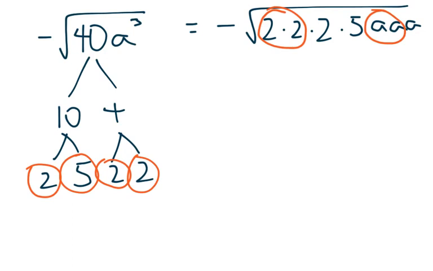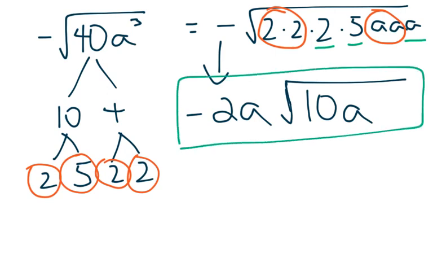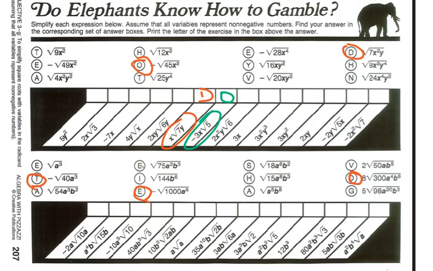So a 2 is going to come out. Don't forget to bring down your negative. I had a 2 coming out, and I got an A coming out. And look what stays behind. 2 times 5 times A. Well, 2 times 5 is 10, and then 10 times A is 10A. So final answer, negative 2A square roots of 10A. And that's fine. There's not anything wrong with that. And it just turns out it's that very first one here. And that's a T.